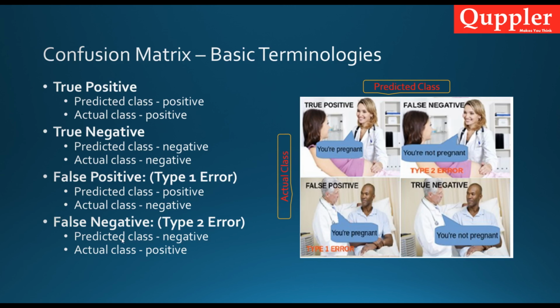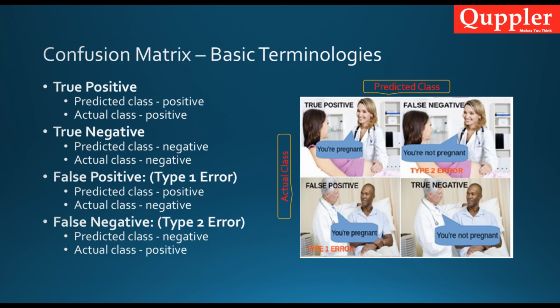where the predicted class is negative and the actual class is positive. What does this mean? If the lady is already pregnant, say eight months pregnant, and the doctor says no, you are not pregnant, then that is a type 2 error or false negative.